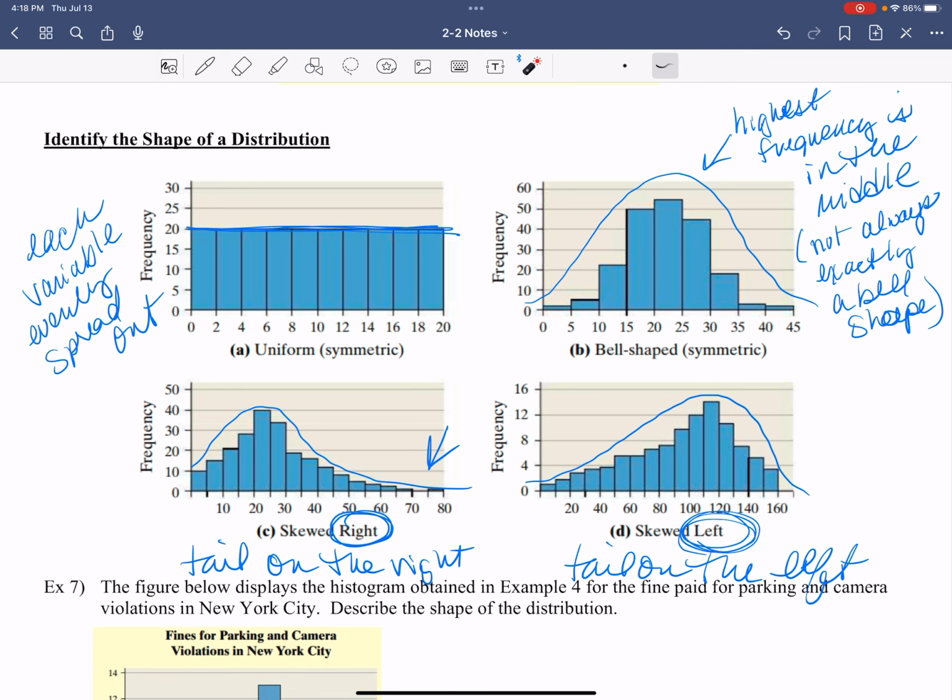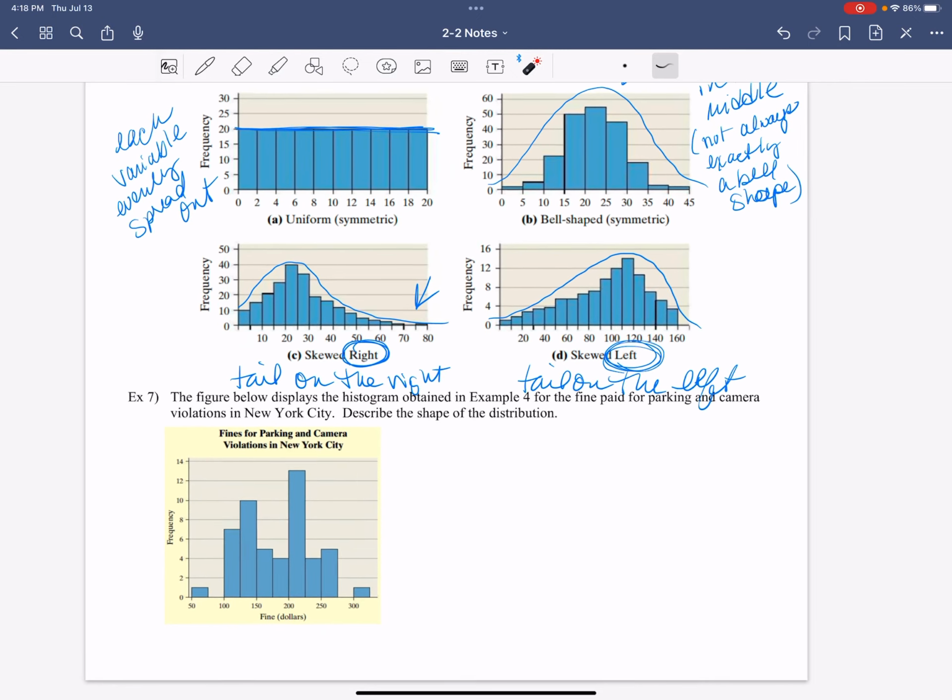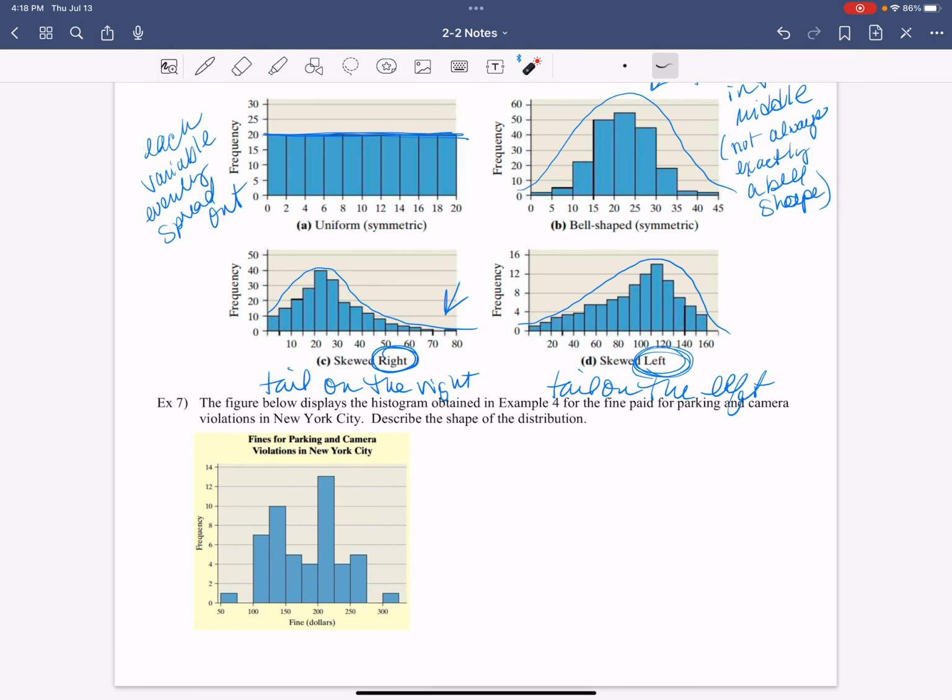All right, so the shape of distribution. Learn it, love it. It's not going away. All right, check out this one. The figure below displays a histogram from example 4, which we have already seen, right? So this is just a frequency one of it. What kind of shape do you think is happening here?